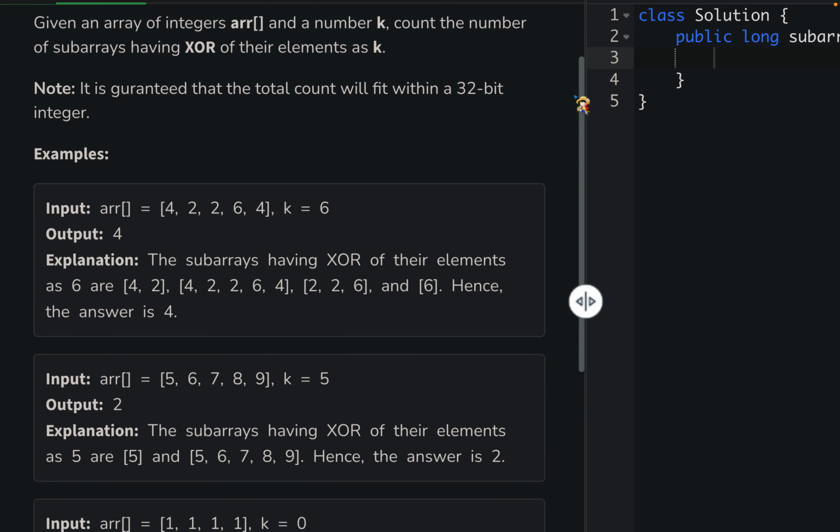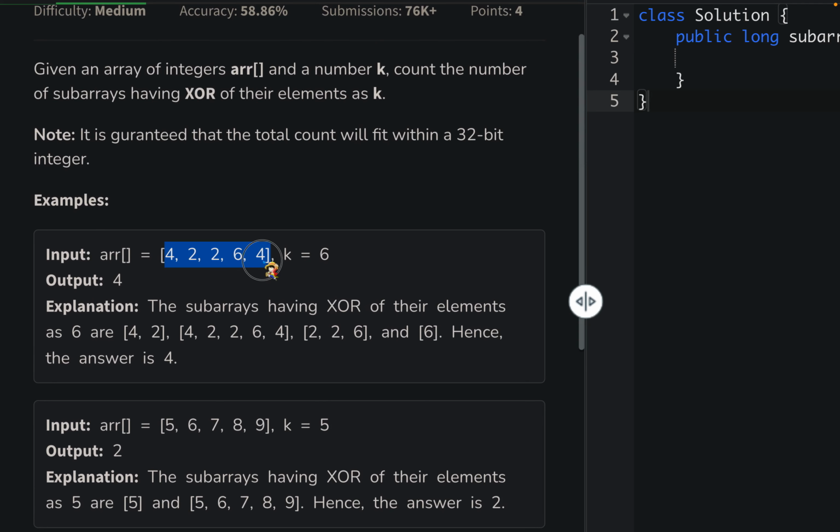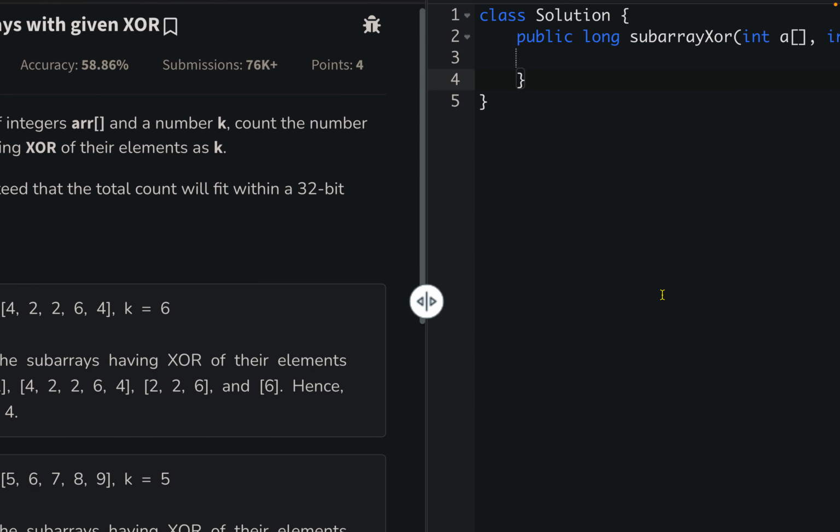So how can we solve this? First, they want subarrays, right? So to get all the subarrays we can run 2 loops, i and j, but again that would cost us O of n square time complexity. We don't want to do that, right? So how are we going to solve this one?